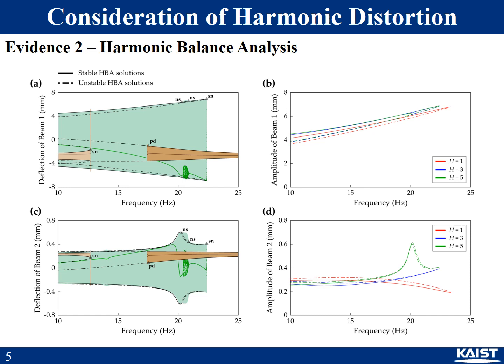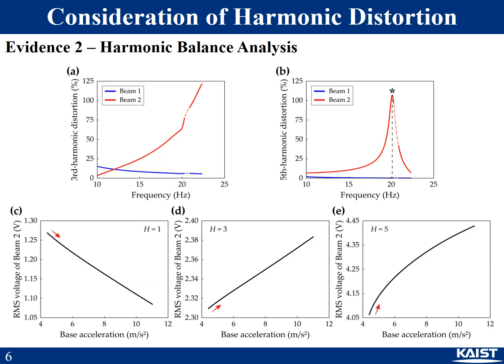Herein, capital H means the truncation order of harmonic balance. Because for beam 1, the distortion component was minor, the first order truncated solution is roughly similar to the third order truncated solution. However, for beam 2, harmonic distortion plays a significant role. As shown in D, the first order truncated solution looks very wrong compared to the higher order truncated solution.